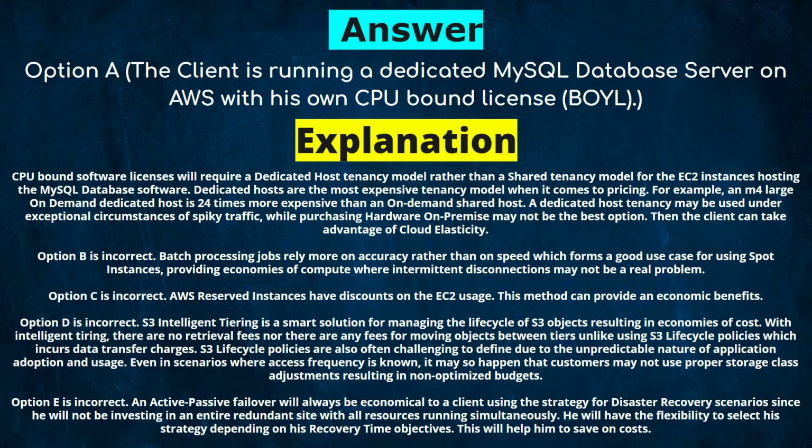Option D is incorrect. S3 Intelligent-Tiering is a smart solution for managing the life cycle of S3 objects, resulting in economies of cost. With Intelligent-Tiering, there are no retrieval fees, nor are there any fees for moving objects between tiers, unlike using S3 lifecycle policies, which incur data transfer charges. S3 lifecycle policies are also often challenging to define due to the unpredictable nature of application adoption and uses. Even in scenarios where access frequency is known, customers may not use proper storage class adjustments, resulting in non-optimized budgets.